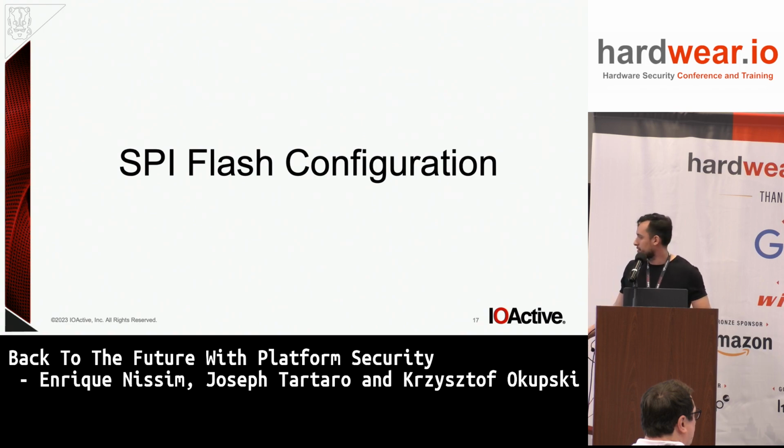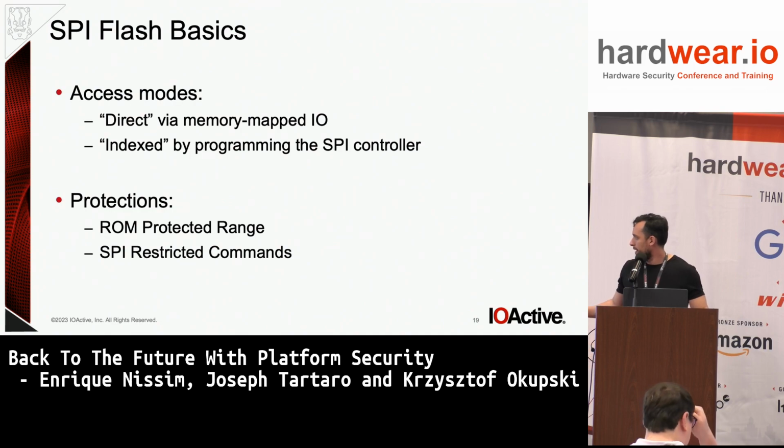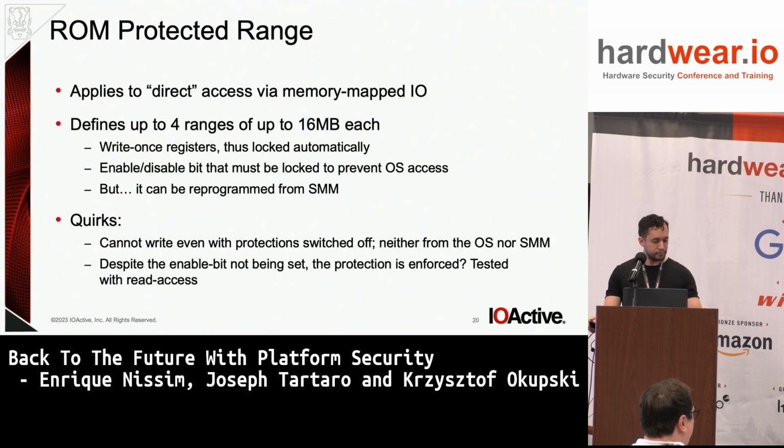Let's talk about SPI Flash configuration. We have two access modes to SPI Flash. We have direct memory mapped I/O, and we also have index mode where we send opcodes directly to the SPI controller. And we have protection for both of them. We have ROM Protected Ranges and SPI Restricted Commands. ROM Protected Ranges are registers that are configured so that we cannot write or read, depending on the attributes of the registers, into the flash, even if we are in SMM. That's the idea, at least.